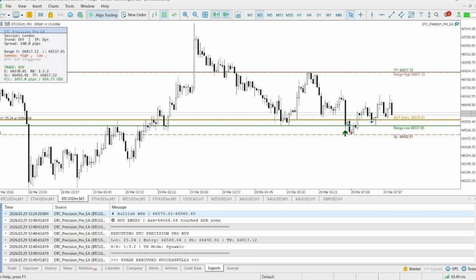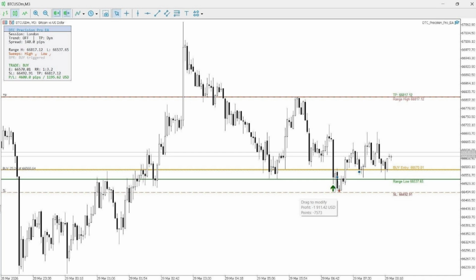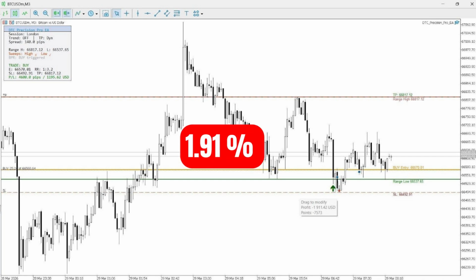Now let me prove that the risk calculation works perfectly. This is a $100,000 demo account with 2% risk per trade, so the target risk is $2,000. When I hover over the stop loss on the chart, it shows $1,911.42. That's 1.91% of the account, almost exactly 2%.